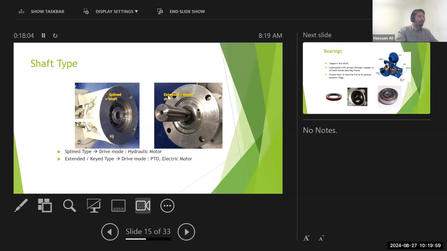While in case of a keyed shaft, you have seen this more commonly in the industry because this is easier to manufacture compared to spline shaft. You have slightly lower torque applications and your prime mover is primarily either an electric motor or a power takeoff from an engine.